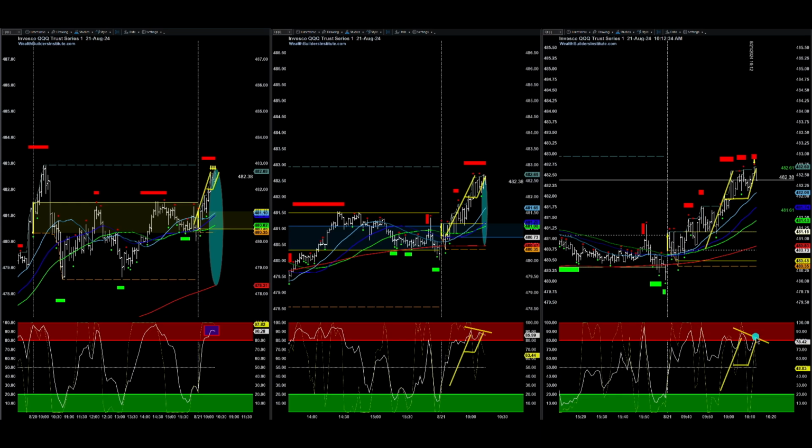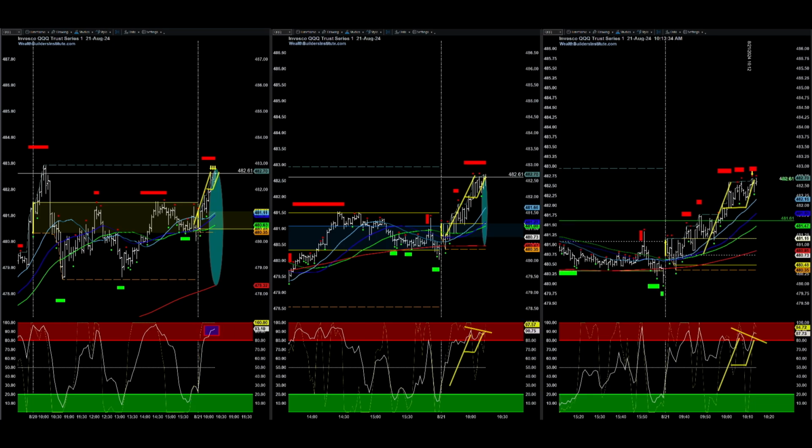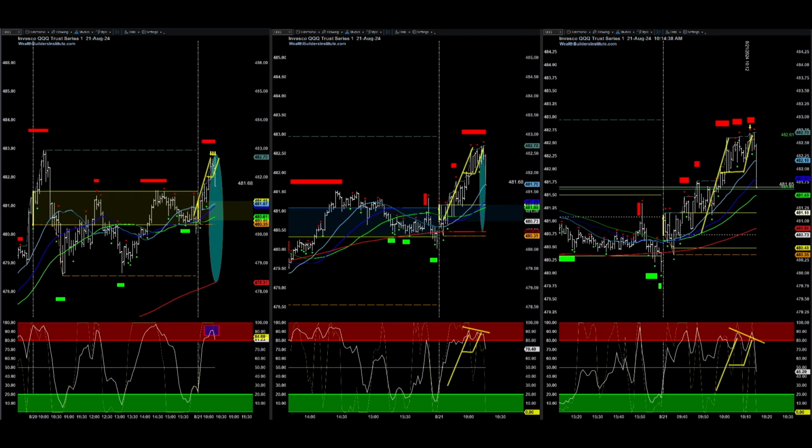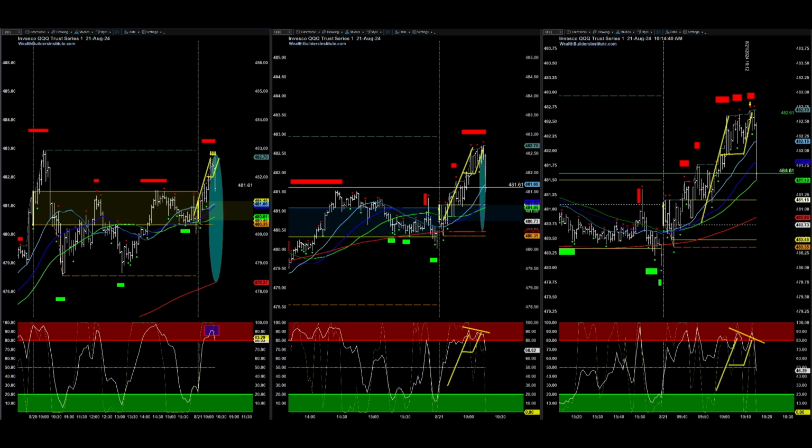Inverted H, inverted H. Inverted H wide state, inverted H. 555 inverted H wide state, oscillator agreement. Horizontal line triggered on symbol QQQ. And there's a $1 move, ladies and gentlemen.